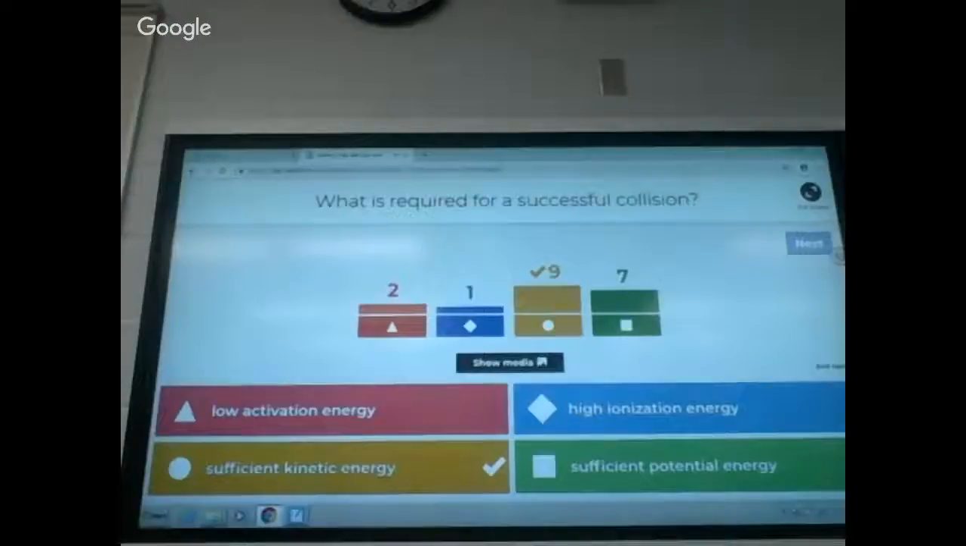There were 10 requirements yesterday for a successful collision: sufficient kinetic energy and proper orientation.